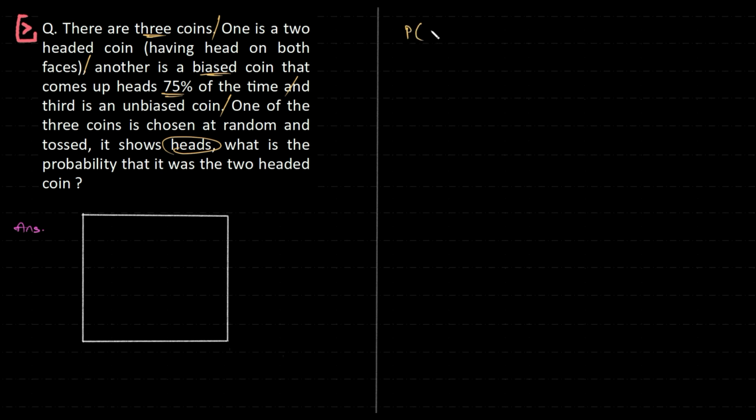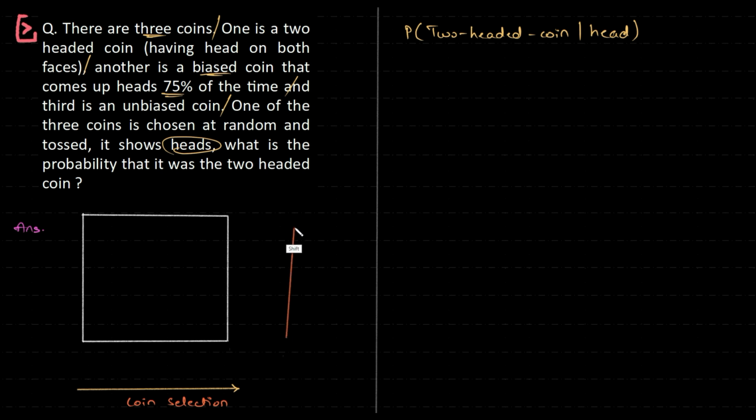So we are looking at the two-headed coin itself, given we have a head as our outcome. So remember, the first thing goes along our x-axis. That is the coin selection. It's not actually selection, it's a pick. And along the y-axis, we have the count of heads.